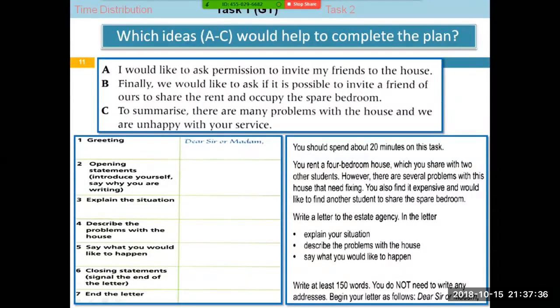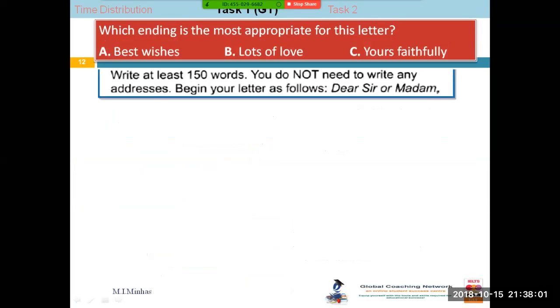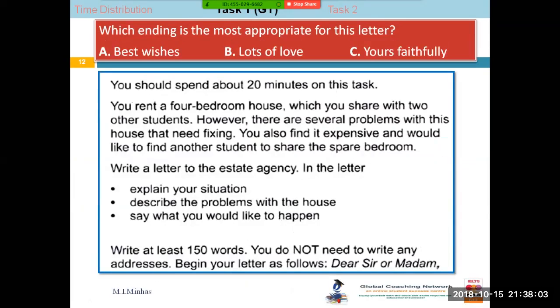Okay. So I think B is the most appropriate because A is just an invitation, maybe for one night or maybe one day. Okay, so B is the most appropriate. Finally, we would like to ask if it is possible to invite a friend of ours to share the rent and occupy the spare bedroom. Yeah? So with this, our letter is now complete, and we can just write it.